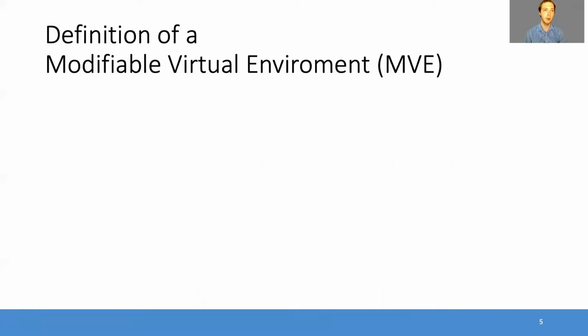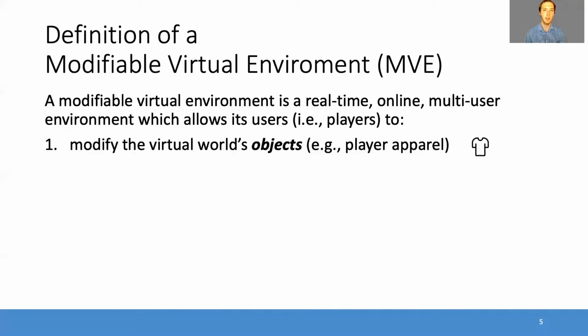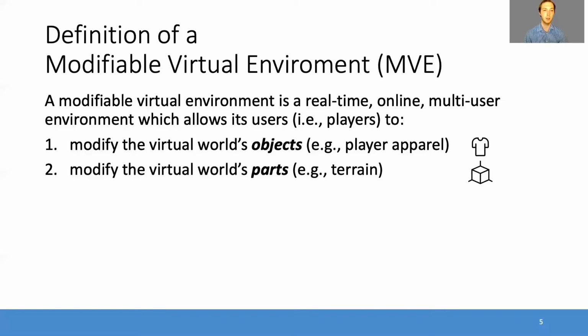To do so, we propose the definition of a modifiable virtual environment, or MVE. MVEs are real-time, online, multi-user environments with a particular set of features. First, players must be able to modify the world's objects, such as their own player apparel. Second, players should be able to modify the virtual world's parts, such as its terrain. In an MVE, players should be able to build new buildings, destroy or create mountains, create mines, or move rivers.